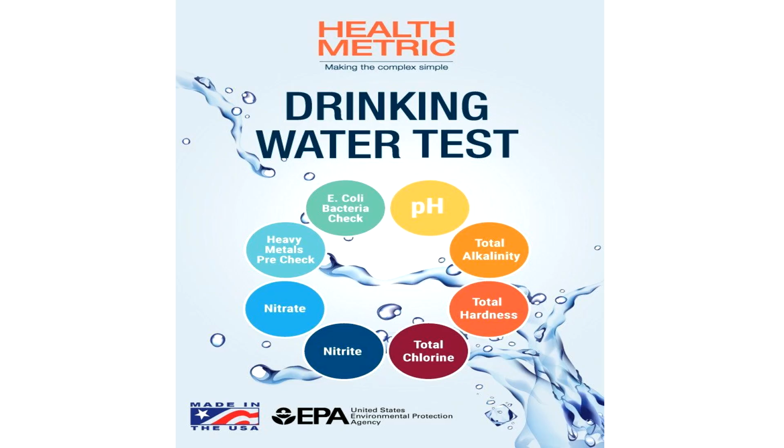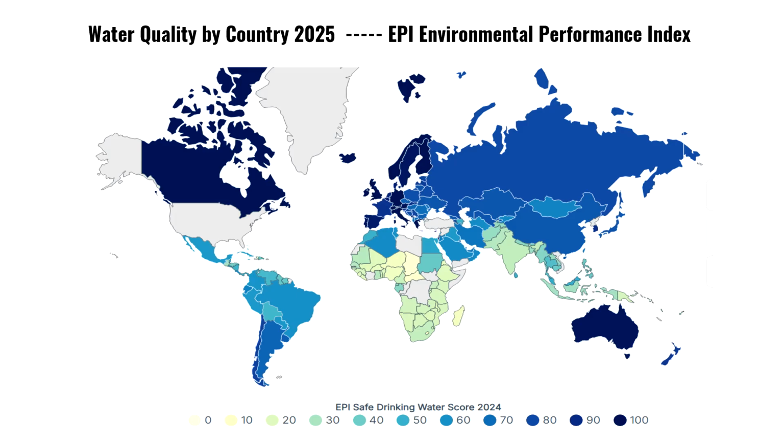So in this picture, you can see these are the tests that are usually performed: the pH of water, total alkalinity, total hardness, total chlorine content, nitrite, heavy metal pre-check, and E. coli bacteria checking for fecal contamination. So these are the basic common tests that are usually run on drinking water.